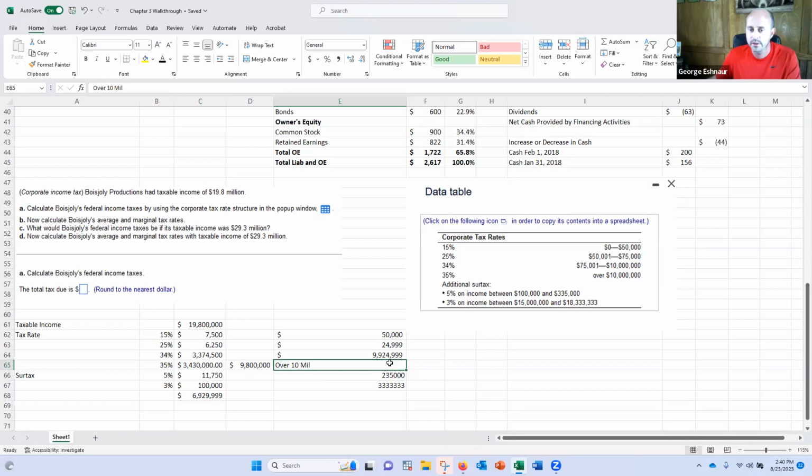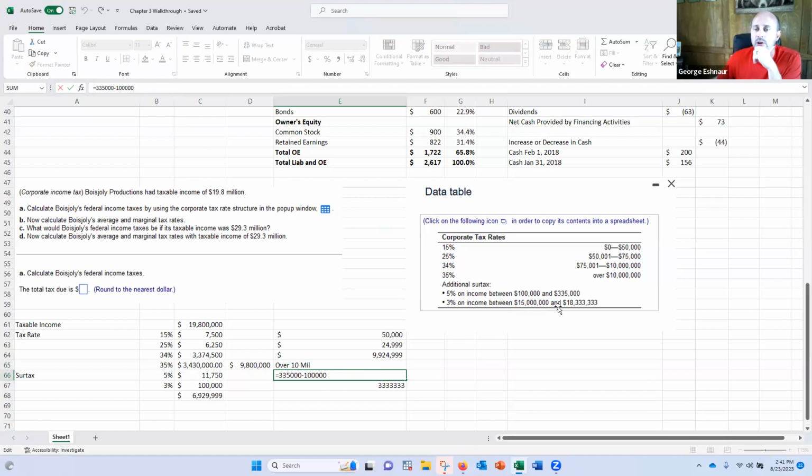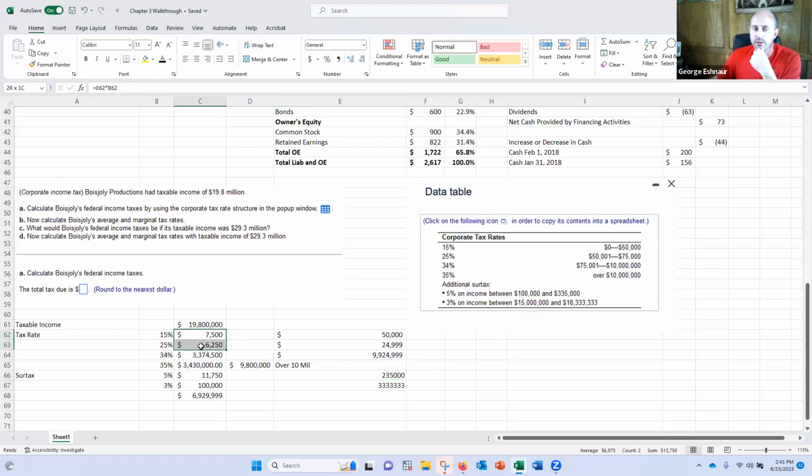The surcharge here, I used these numbers: 335,000 minus 100,000. That's where an extra 5% gets tacked on for that range. And then 3% for anything between 15 million and 18.3 million. What's interesting about this one is these never change. They're always going to be that as long as the company made more than $75,000. And I think in all the examples, it does that.